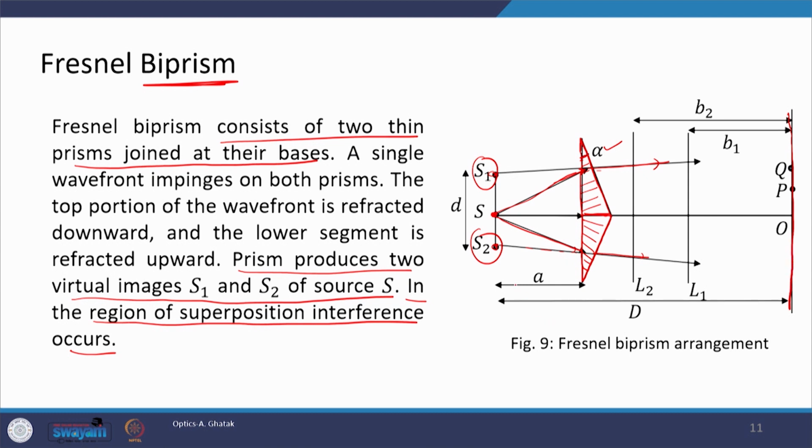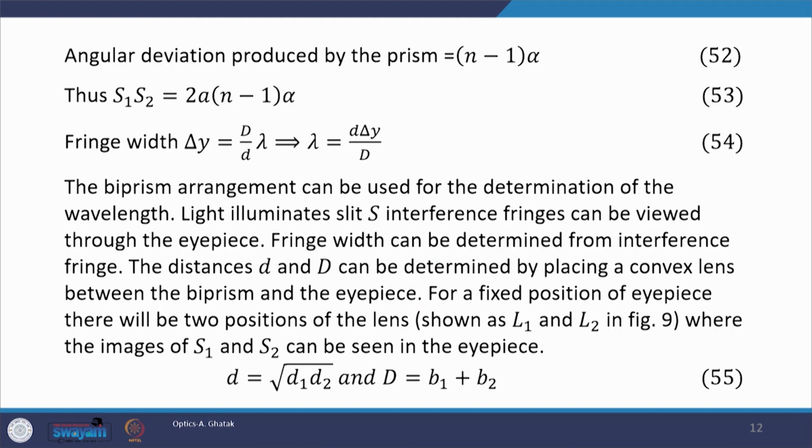Now, the two virtual sources are separated by distance d, and the source plane is separated from the biprism by a distance a, and the source plane is separated from the observation plane by a distance capital D. The prism angle is alpha. These are known quantities. Now, the prism angle is very small, therefore, the angular deviation produced by the prism would be equal to (n minus 1) times alpha, where n is the refractive index of the prism.